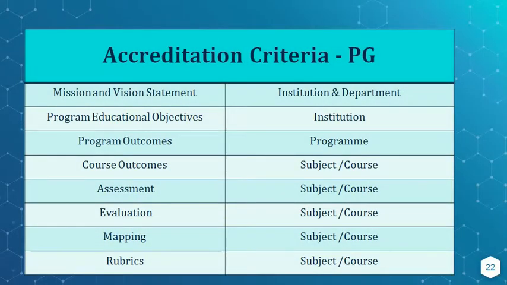When it comes to the accreditation of the PG, again the same thing happens: the mission and vision statement of the institution, program educational objectives, program outcome, course outcomes and assessment, evaluation, mapping and rubrics. Again here the program outcomes and overview are given by the accreditation body. The rest of the things are the same as in the UG program.